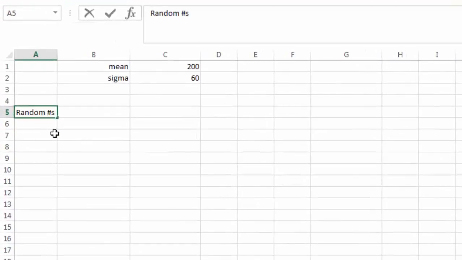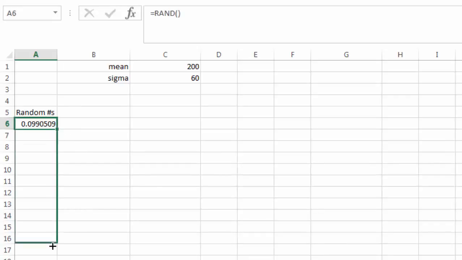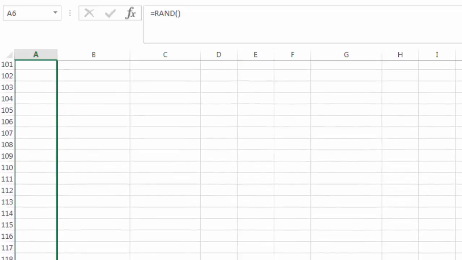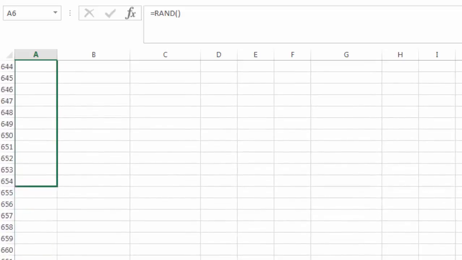I think the best way to do that is just to create a column A of random numbers. Remember, Excel RAND() is going to create a number to 7 decimal places between 0 and 1. Now, I'm going to do 1,000 just because I want it to be a really thorough simulation. So I'm going to fill this all the way down.